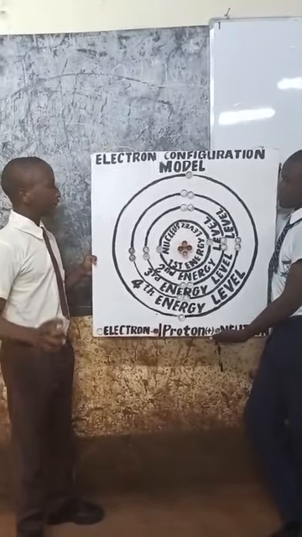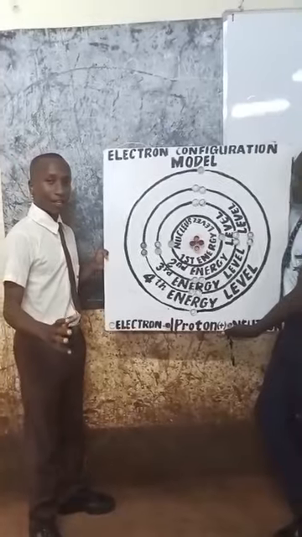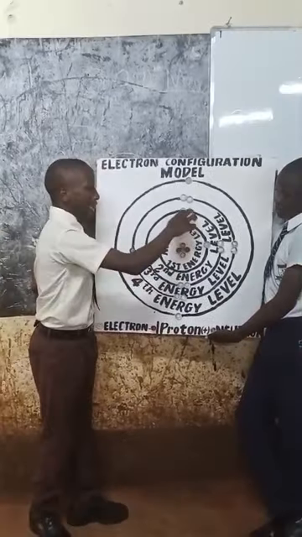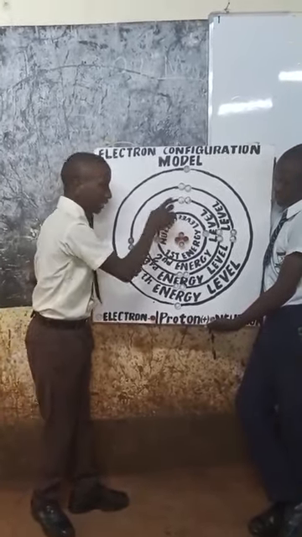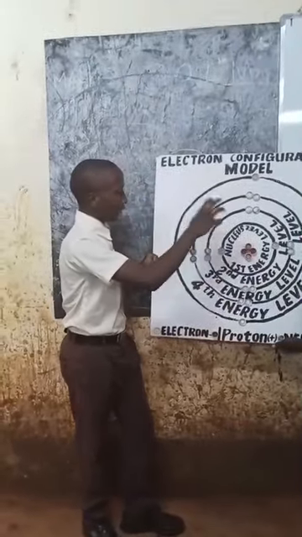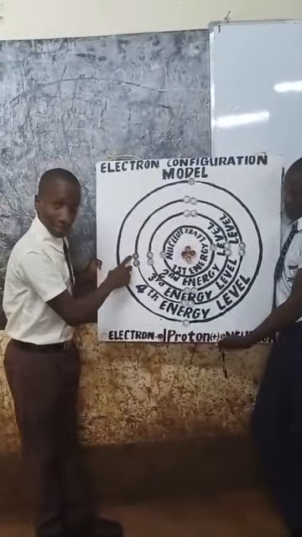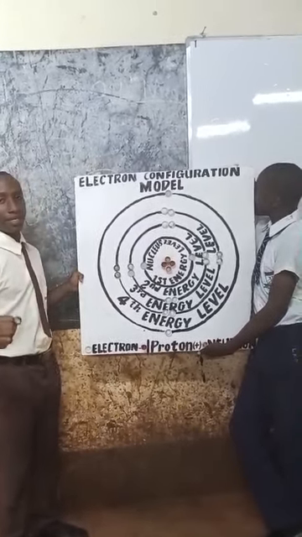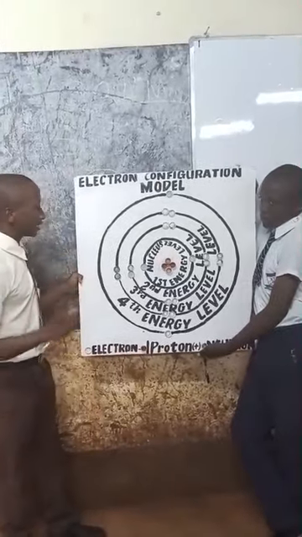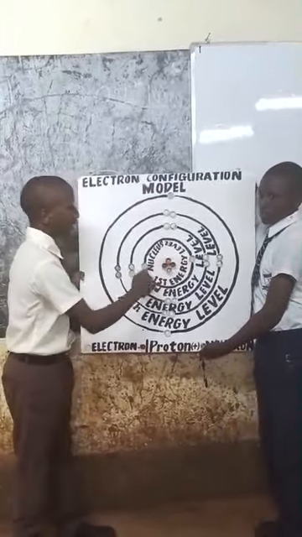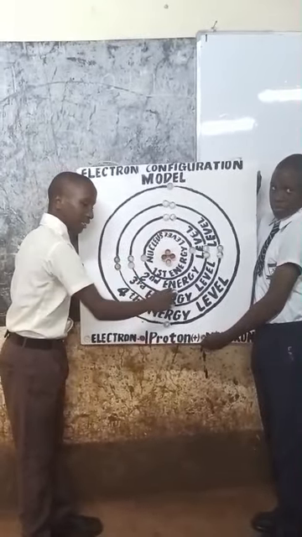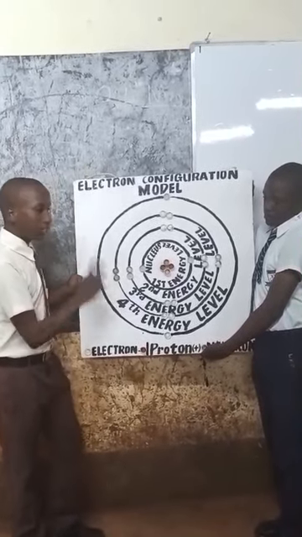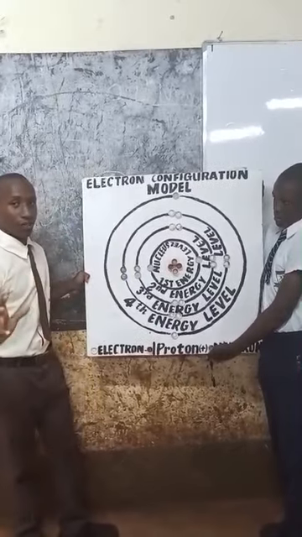The 14th element in the periodic table is sulfur. Sulfur is represented by 2 electrons in the first energy level, 8 electrons in the second energy level, and 4 electrons in the third energy level. The next one is phosphorus, which is the 15th element in the periodic table. It is represented by 2 electrons in the first energy level, 8 electrons in the second energy level, and 5 electrons in the third energy level, ignoring all the others to make phosphorus.